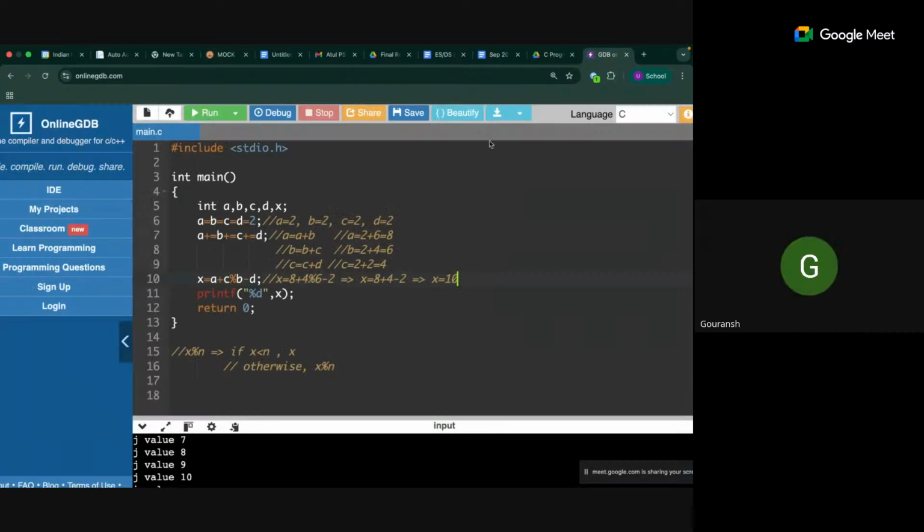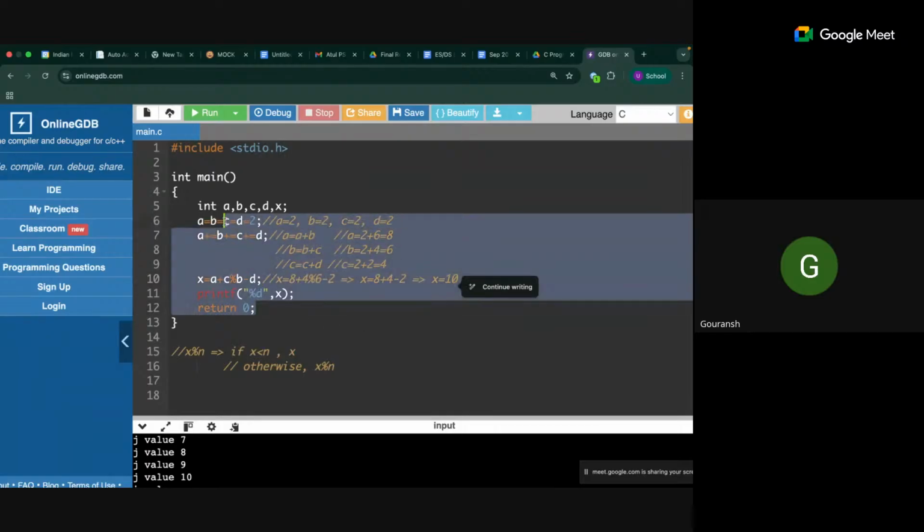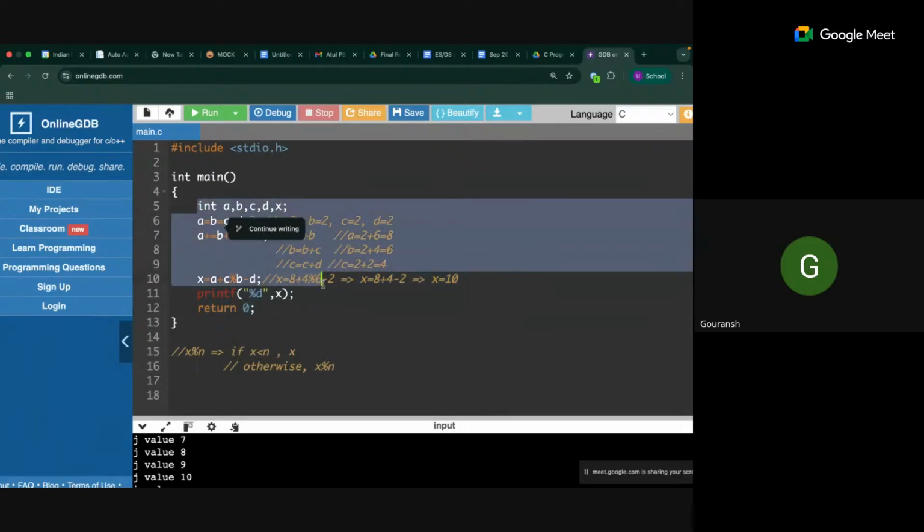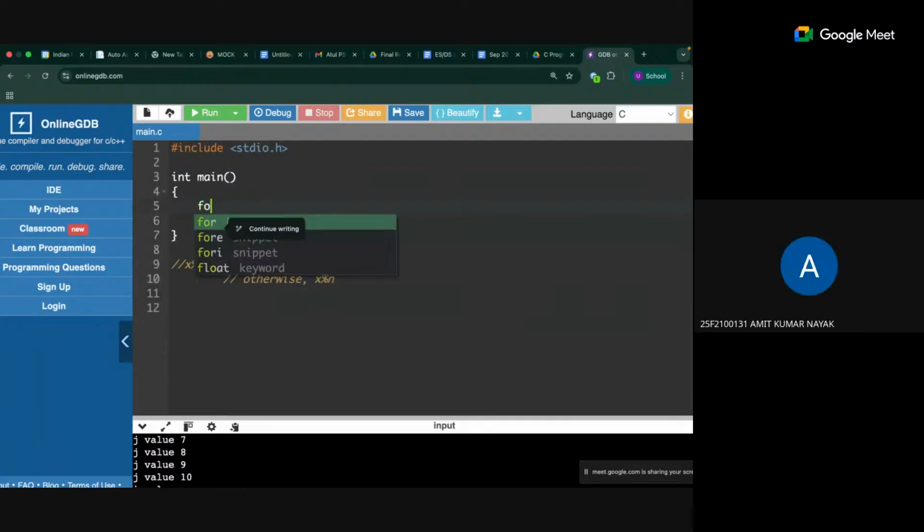When i is 4, the j loop runs from 4 to 5. And when the i value is 5, it will get terminated and come out of the loop.